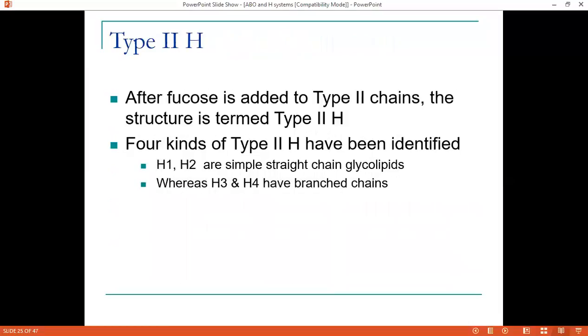So after fucose is added to the type 2 chain, the structure is actually termed a type 2H. And there's 4 different kinds of type 2H that have been identified. There are simple straight chain glycolipids, and then there's other branched chains.